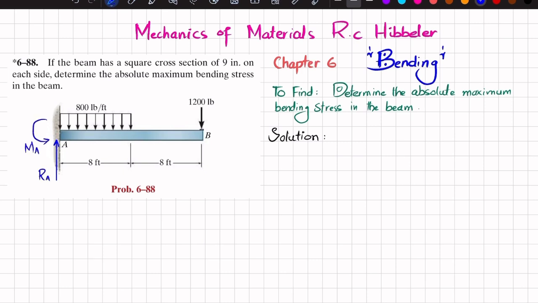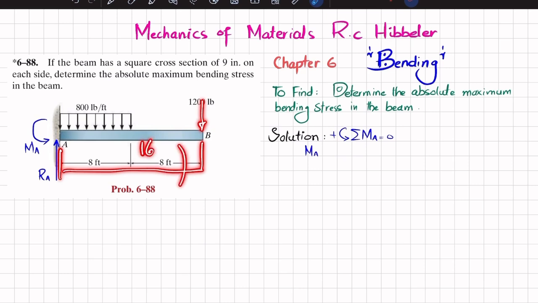So we'll find this RA and MA by using equations of equilibrium. The first equation of equilibrium is that the sum of all moments about point A is equal to 0, taking the counterclockwise moment as positive. You can see this is a counterclockwise moment, so it will be positive. So I will write MA. The second moment is due to this load, which is 1200, and the perpendicular distance is 16 feet, clear, and this is producing clockwise, so it will be negative. So I will write minus 1200 into 16.